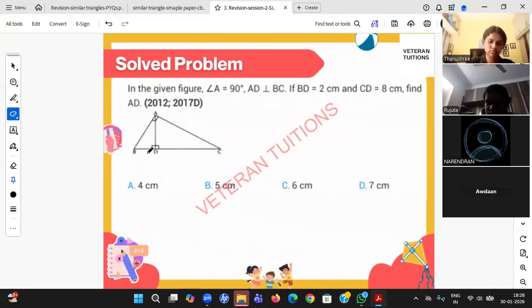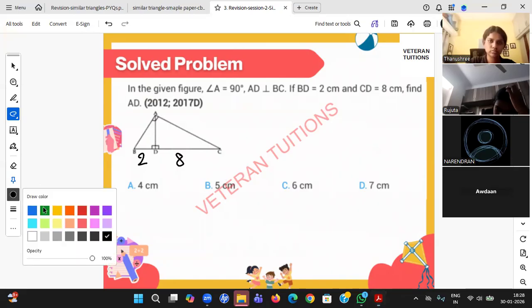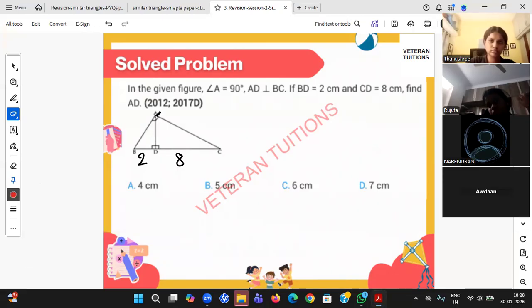In the given figure, angle A is 90. So you can see angle A is 90. AD is perpendicular to BC. You can see 90 degrees is drawn. BD is 2, CD is 8. Find AD. So he's asking this red color. Yes, Tanish, I want this red color.